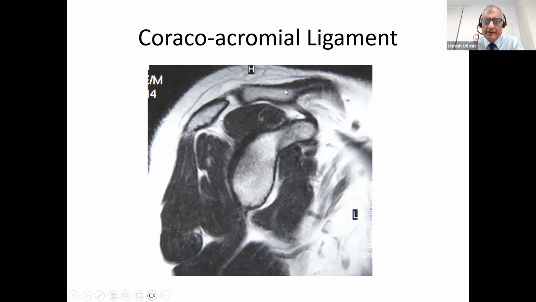And here's the acromion. Here's the lateral end of the clavicle. Here's the coracoid process, and there's a beautiful ligament demonstrated between the two. So we've got the coracoacromial ligament, and this is the coracoacromial arch. So anywhere under this, you can get impingement. Any of these bits can cause impingement on the tendon.